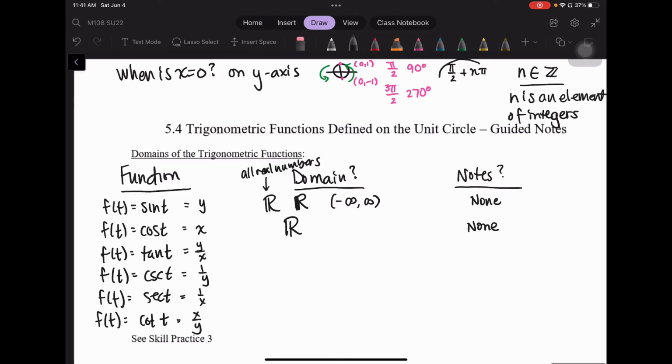So how could I write this with a common denominator? I'm going to take it over here, and I have pi over 2 plus n pi, 2n pi over 2 to make a common denominator. And that's the same thing as 2n pi plus pi over 2. Factoring out a pi, I can write that as 2n plus 1 over 2. So you will see the domain as t cannot be equal to 2n plus 1 pi over 2. You have to exclude odd multiples of pi over 2.